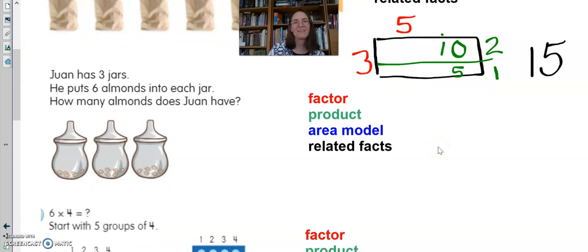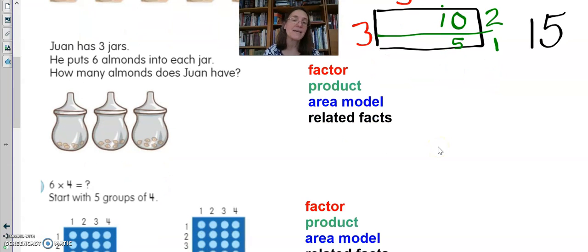Now, 3 times 5 sometimes seems a little easy to me because I already know how to multiply everything by 5. But what about this problem? One has 3 jars, so 3 is my factor again, but I've got a new factor here. He puts 6 almonds into each jar. How many almonds does he have? Well, I could either write the number sentence 3 times 6, or I could do a number sentence 6 times 3, but either way, I'm kind of stuck here. I don't have my trusty 5s.